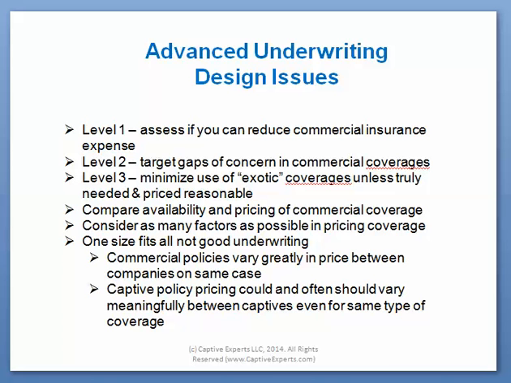Advanced underwriting design issues. The first level of any design is, assess if you can reduce commercial insurance expense. If you're designing a captive program and you're not looking at that, that should be a concern. Most businesses, unless they're relatively large and have $1 million or more in commercial insurance expense, are probably not going to be able to meaningfully reduce core commercial coverages, at least not initially until they build significant reserves inside their captive. Level 2, in terms of design issue analysis, is look for gaps in the commercial coverages.